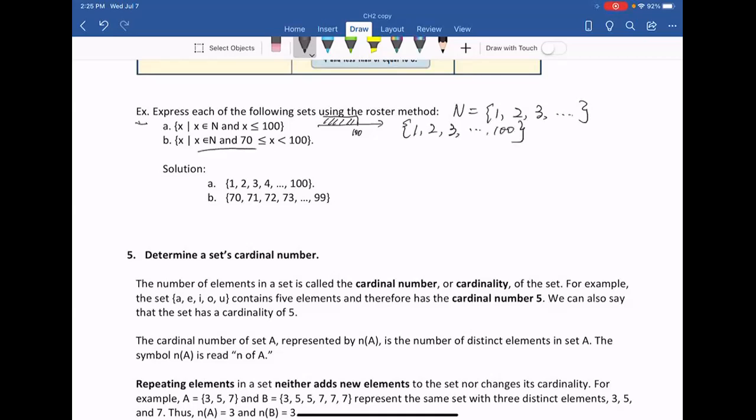And the next question, draw a number line from 70 to 100. Be careful, 70 is included, 100 is not. You see, I have a solid dot here, and 100 is not included, so I have a hollow dot here. So this set needs to be 70, 71 to 99.